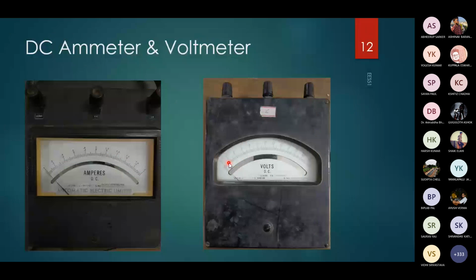Next, coming to the ammeter and voltmeter. These are called moving coils. So moving coil is for the DC measurement. So you see over here the uniform scale.